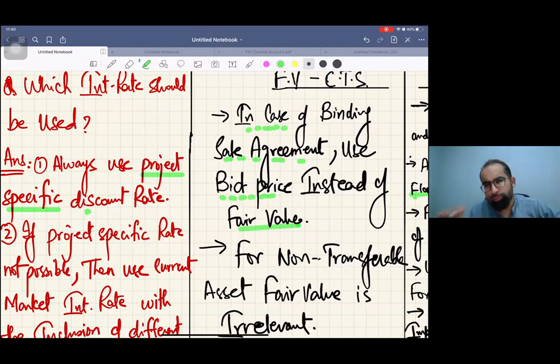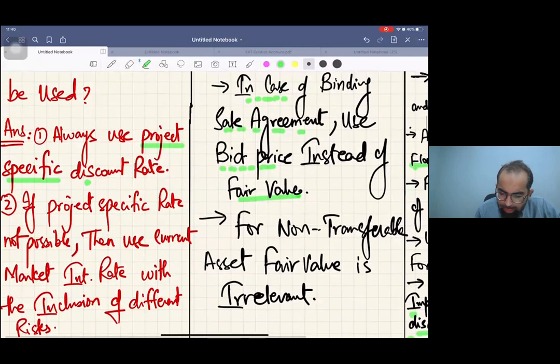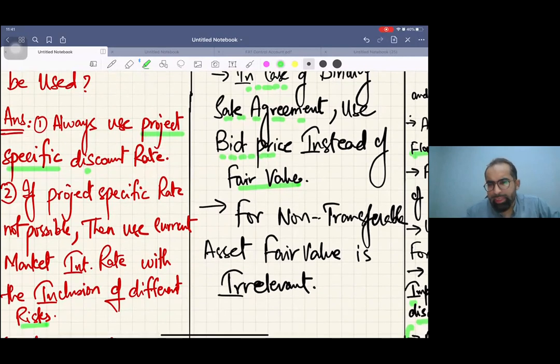Number two, what if a project specific rate is not possible? If a project specific discount rate is not possible, then use the current market interest rate with the inclusion of different risks. For example, different risks means the currency risk, the country risk. What do you mean by country risk? For example, I have my business in three countries like Turkey, India and Pakistan, right? So the risk of Turkey is different, the risk of India is different. So all these risks we need to incorporate. Okay.